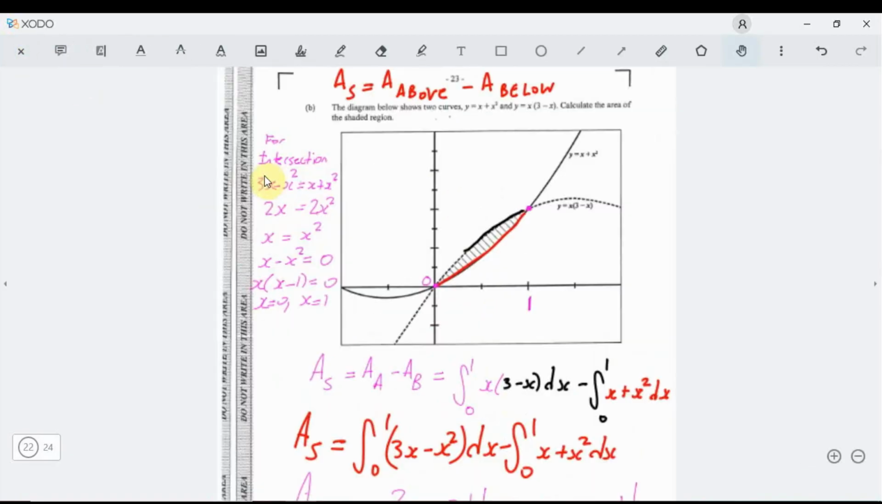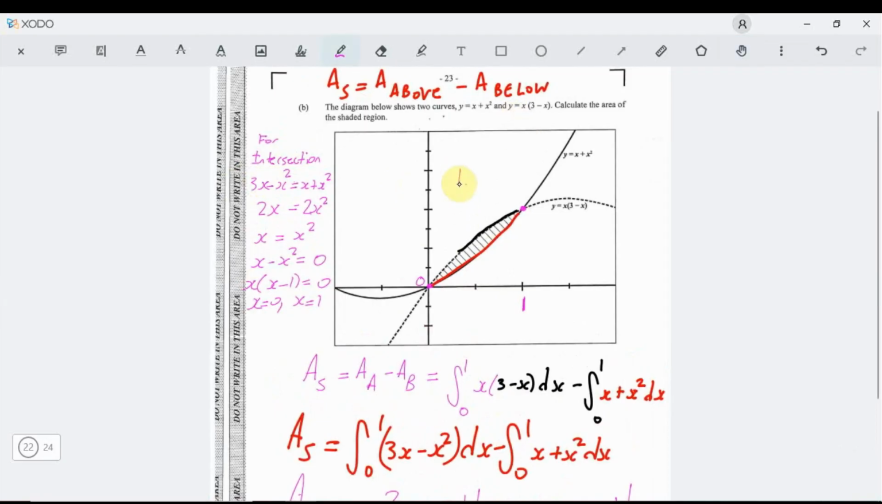Now guys, I would like you to put your answer as 1 over 3 units squared. That's the area. Please write your units squared. 6 marks, write it.